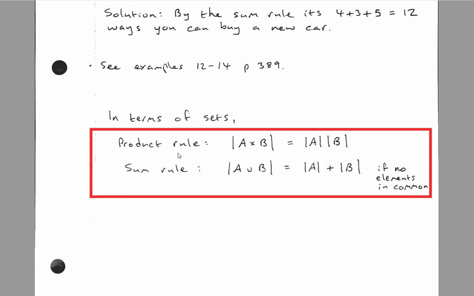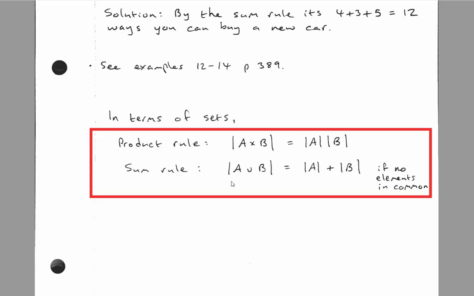And we can summarize using our set notation. So the product rule, as we saw in our example: the cardinality, the number of elements in the Cartesian product of two sets, A cross B, is just the number of elements in A times the number of elements in B. If you're choosing an element in the Cartesian product, it's an ordered pair: choose the first in A, the cardinality of A ways, the second in the cardinality of B ways, so it's a product.